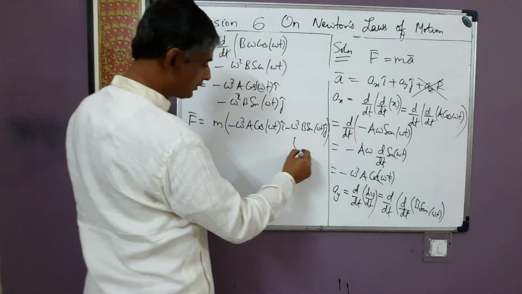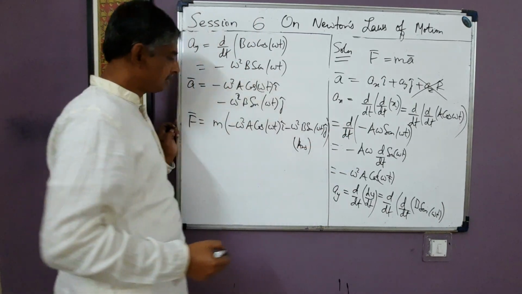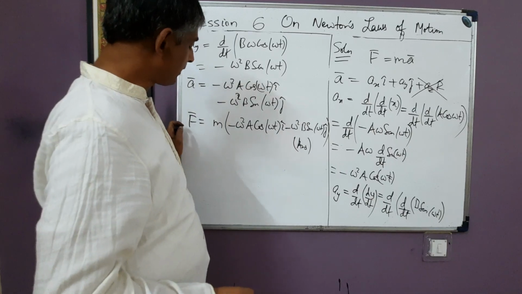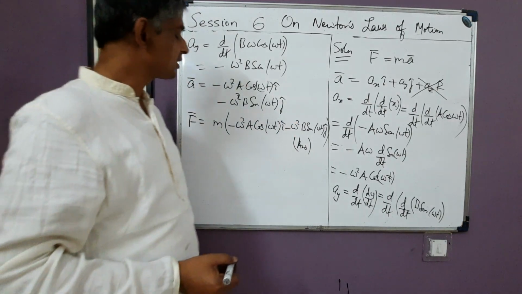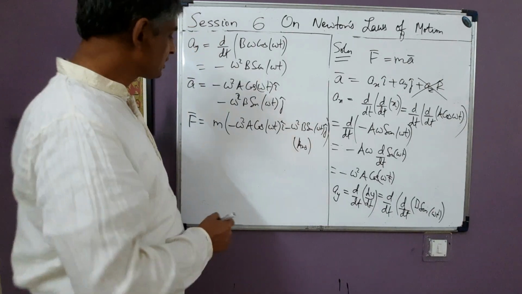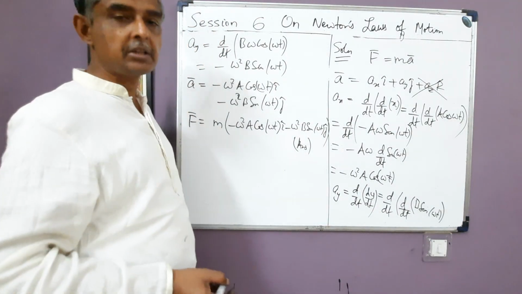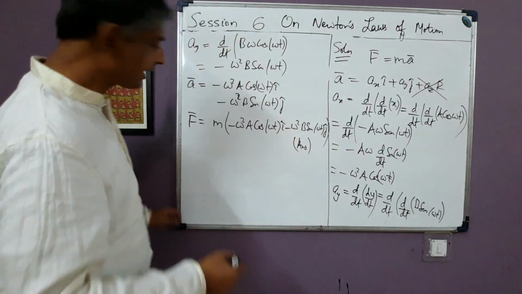This is the first answer to the first part of the question, in which it was asked to find the vector form of F in i, j, k notation at an arbitrary instant t. The second part of the question says that you have to express the vector F in terms of the instantaneous position vector r of the particle from the origin at time t.